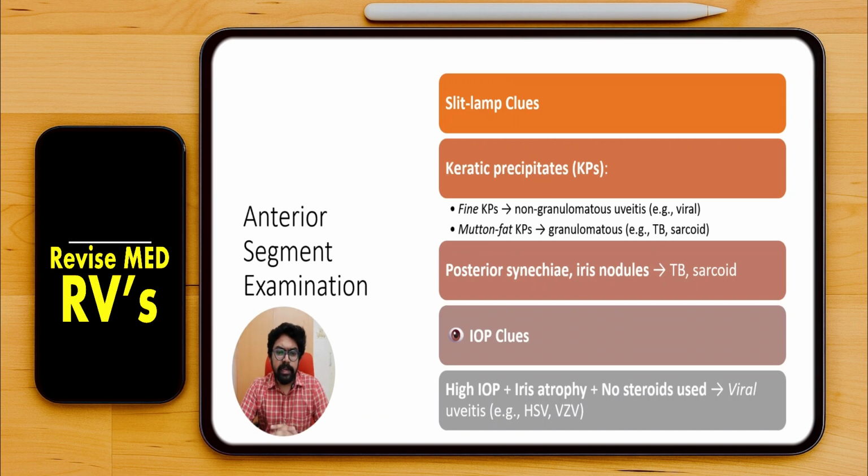And next is the intraocular pressure. With any high intraocular pressure along with iris atrophy, you have to think about viral uveitis, especially HSV and varicella zoster virus induced. Both HSV and varicella zoster have the same phenotypic manifestation, and they usually present with high intraocular pressure.